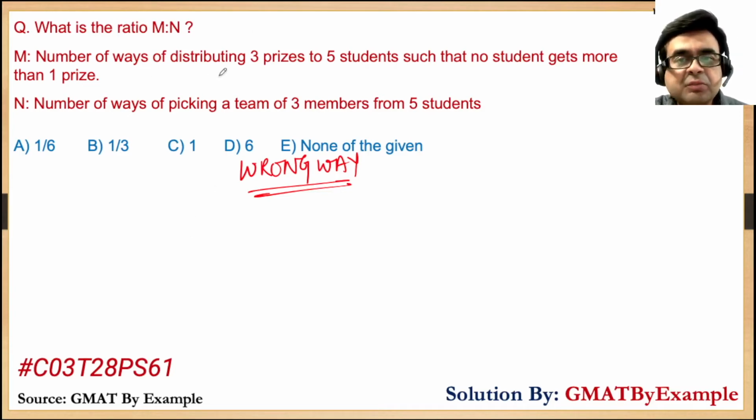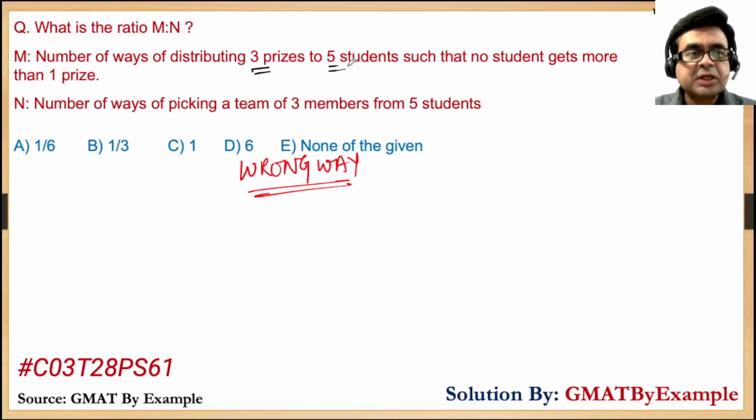So M is the number of ways of distributing 3 prizes to 5 students. So there are 5 students and 3 prizes are to be given to them, in a manner that no student gets more than 1 prize. If one student could have gotten more than one prize, the answer would be slightly different. And then N is the number of ways of picking a team of 3 members from 5 students.